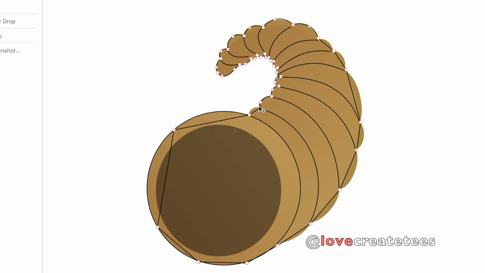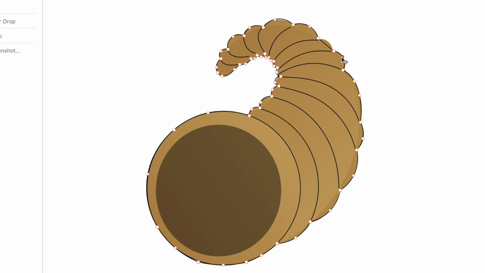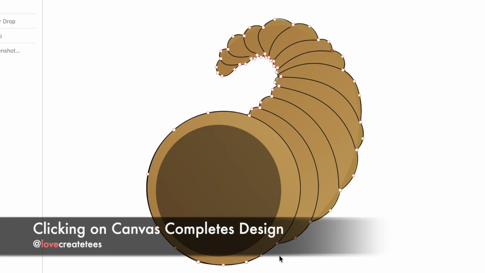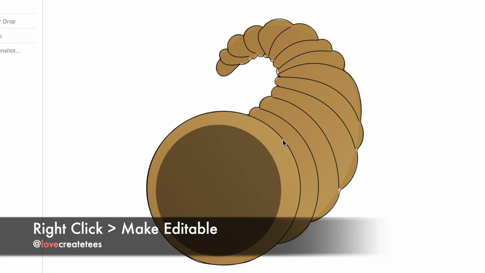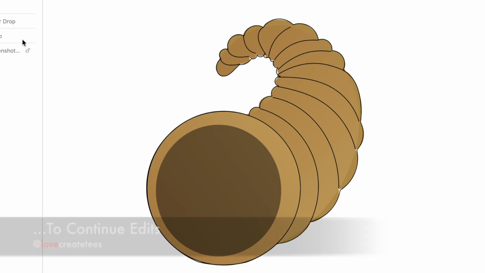If you ever accidentally click out of the graphic you're working on and need to make it editable again, just right click on the graphic, find the make editable selection, select that, and your graphic will be editable again.